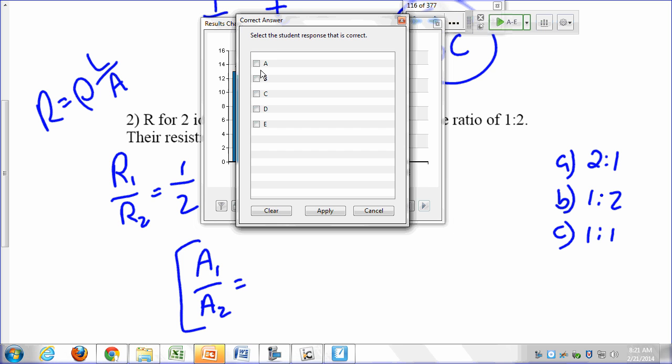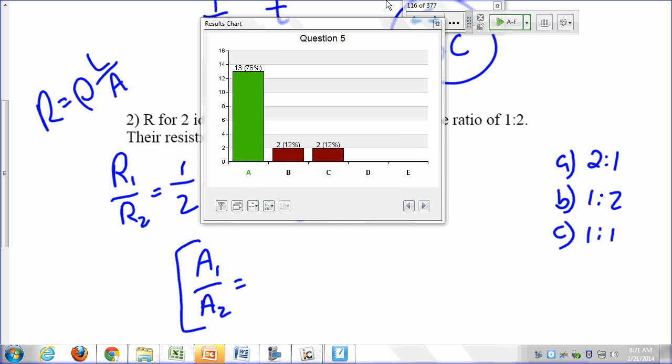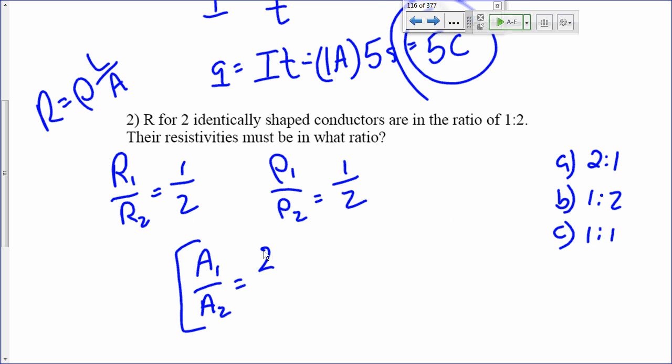Very good. So it's an inverse proportionality here. So the ratio is now 2 to 1, not 1 to 2, because of this inverse proportionality.